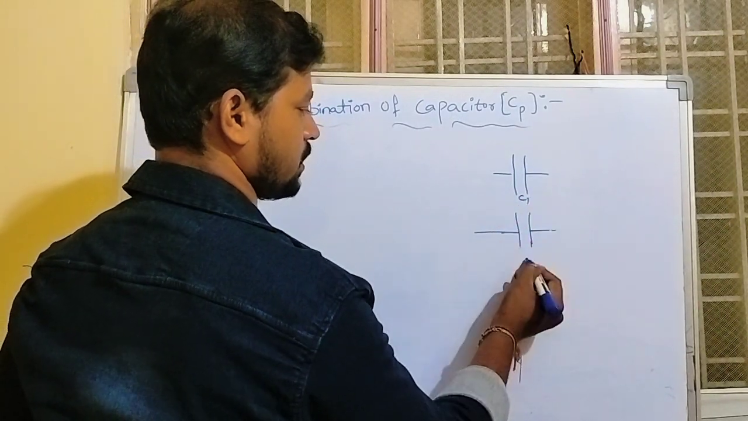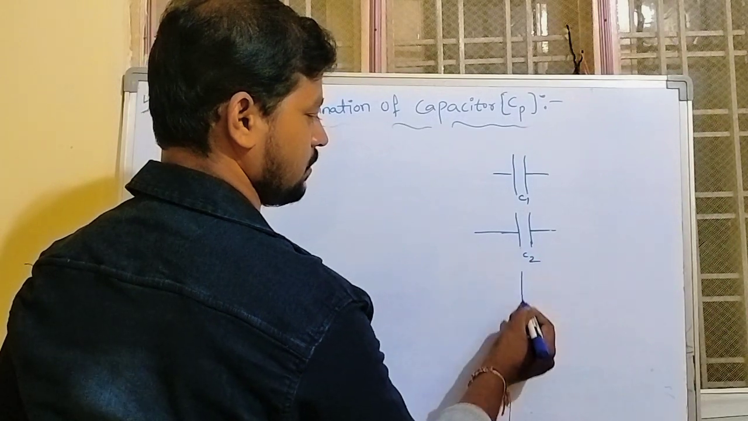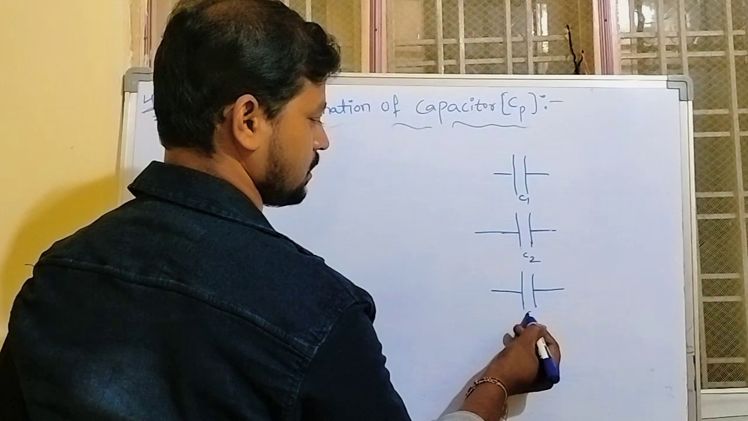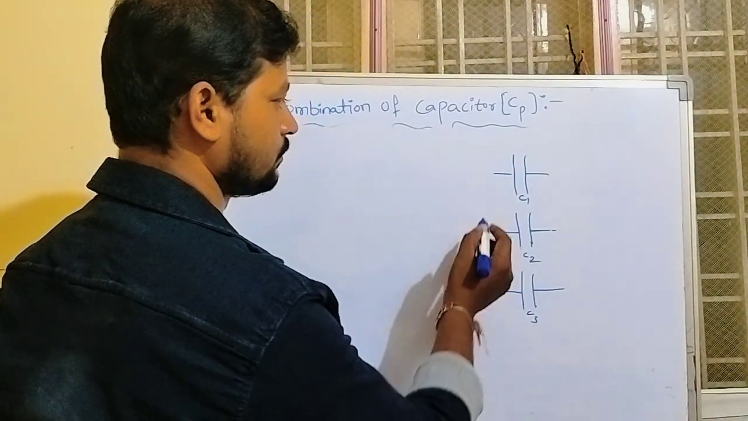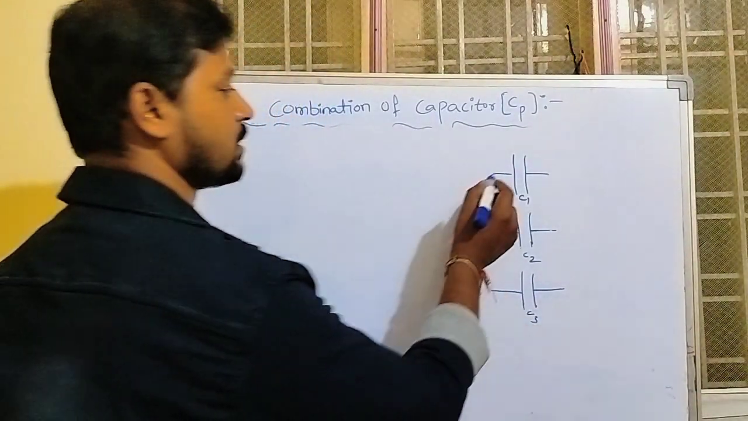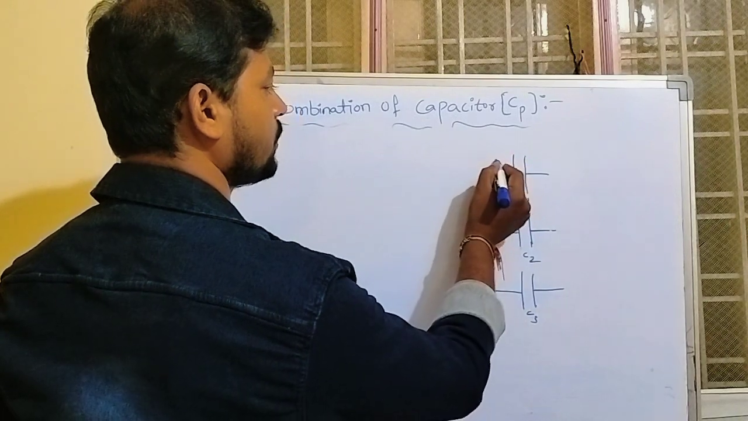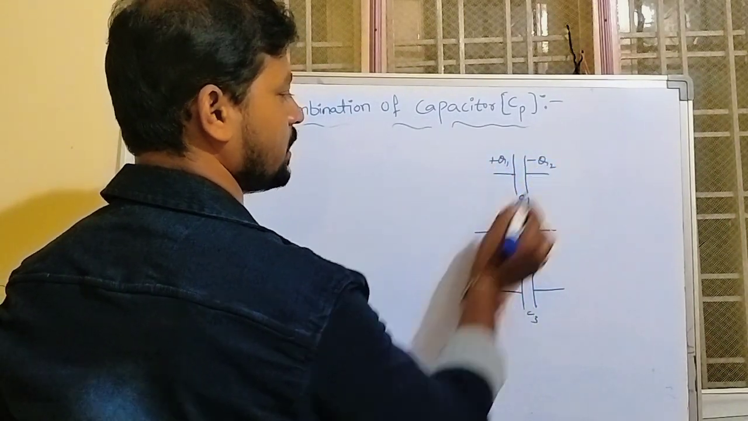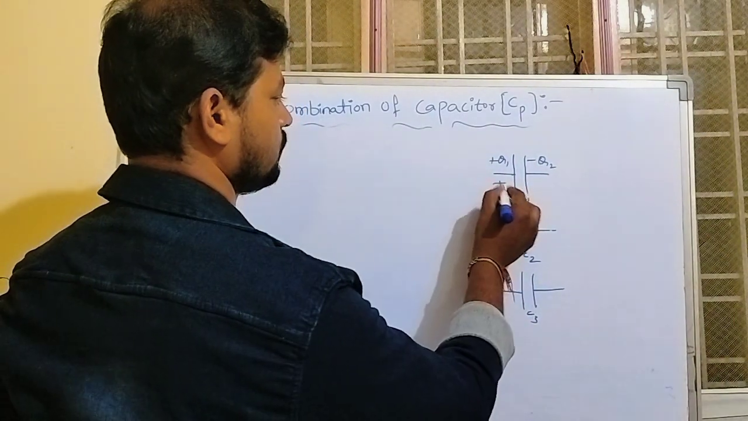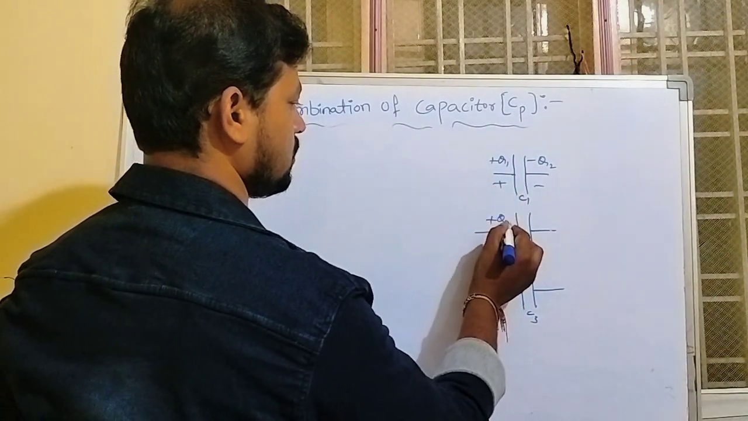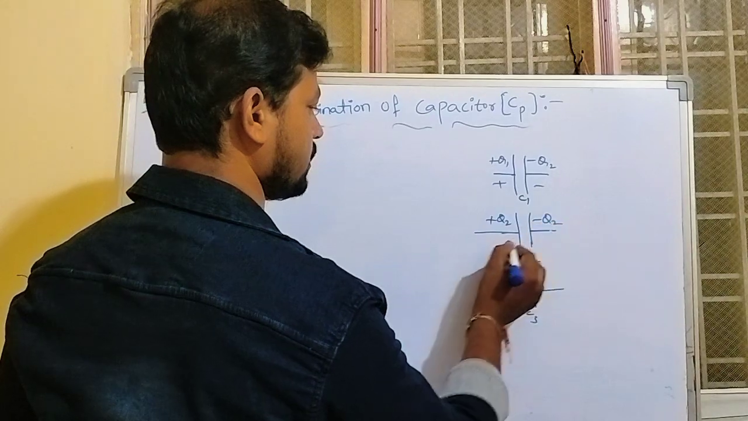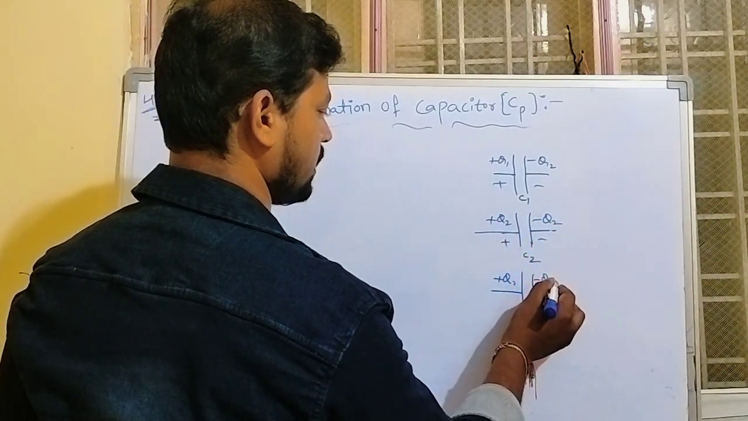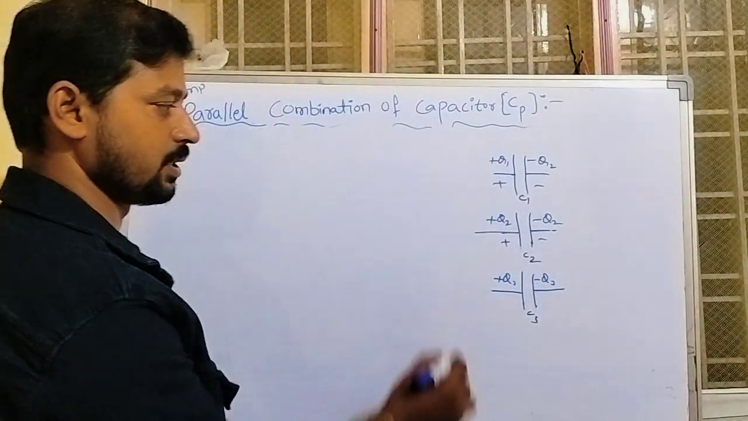This one is first one, C1. The second capacitor is considered C2, and the third capacitor is considered C3. How to connect the capacitors in parallel combination? This one has plus Q1 charge and minus Q1 charge on the second plate. This is plus Q2, minus Q2, plus Q3, minus Q3 on the second plate of the capacitor.